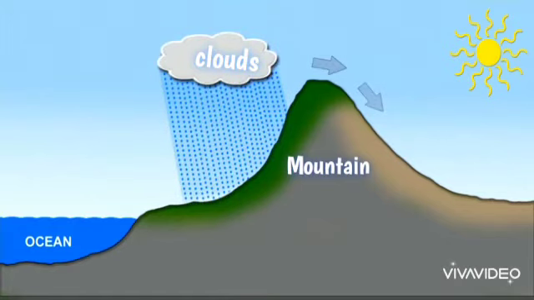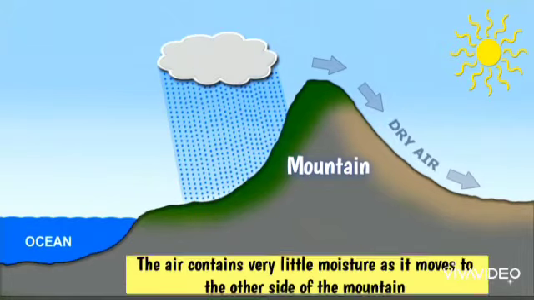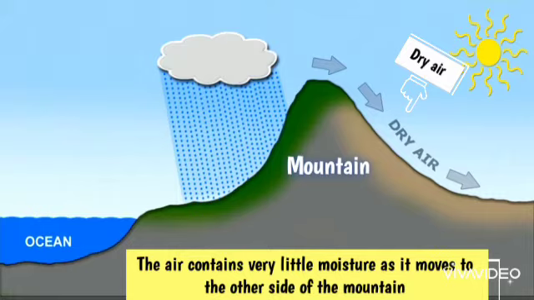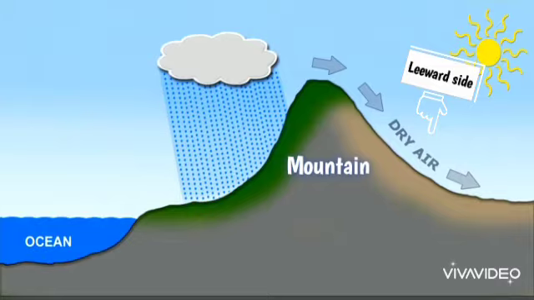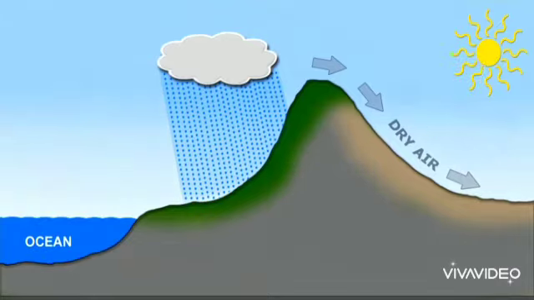By the time the air moves over the top of the mountain, this air is dry. This air contains very little moisture as it moves to the other side of the mountain. The other side of the mountain is called the leeward side.